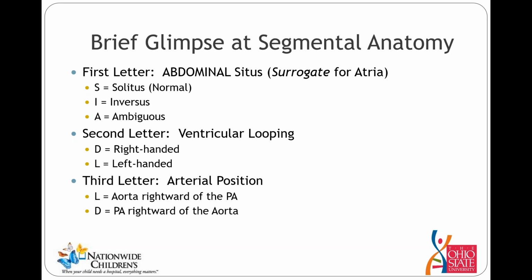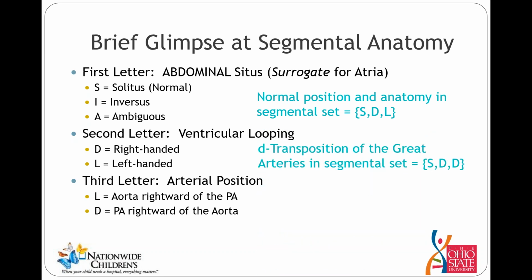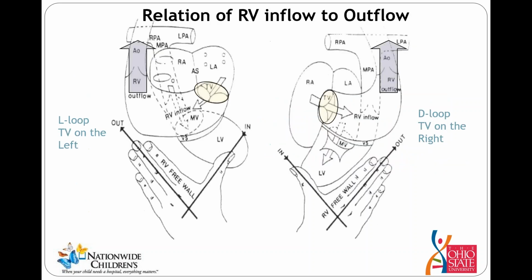The second letter refers to which direction you loop, and we'll talk more about that a little bit later. And the third letter is arterial position. And so L meaning aorta is leftward to the PA, and D being the PA is leftward of the aorta. So a normal segmental set is SDL, and D transposition is an SDD. This requires some practice, but once you're used to putting it in every echo report you write, it's not that hard. Sometimes the hardest thing to figure out, in particular with single ventricles, is which direction the ventricle looped.